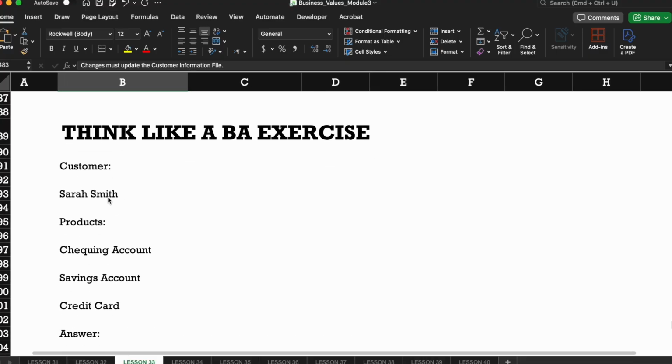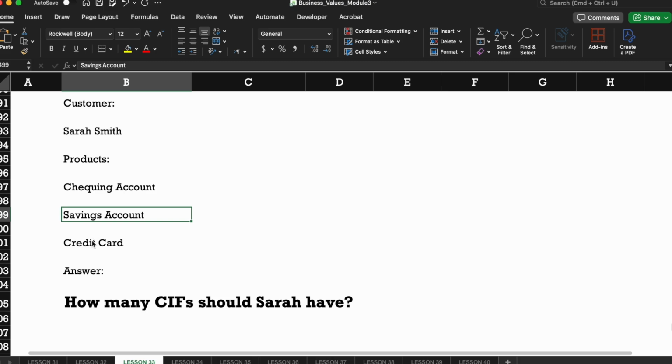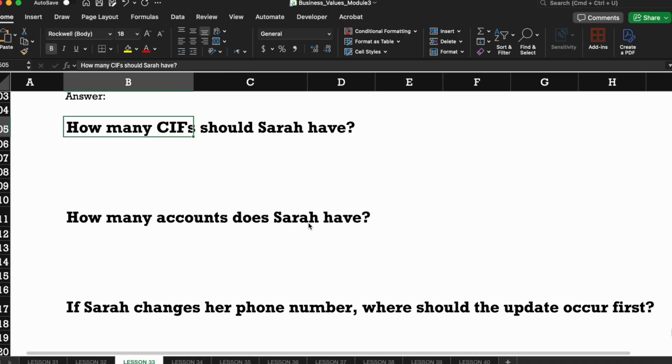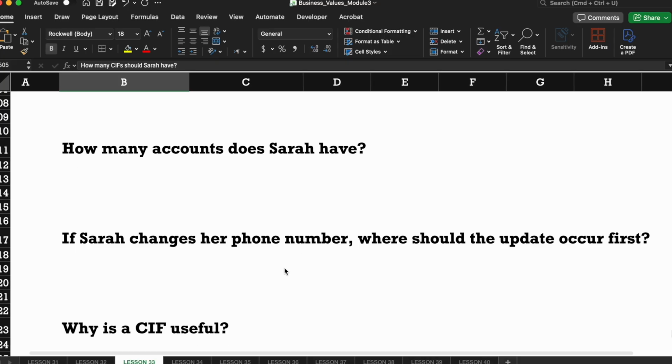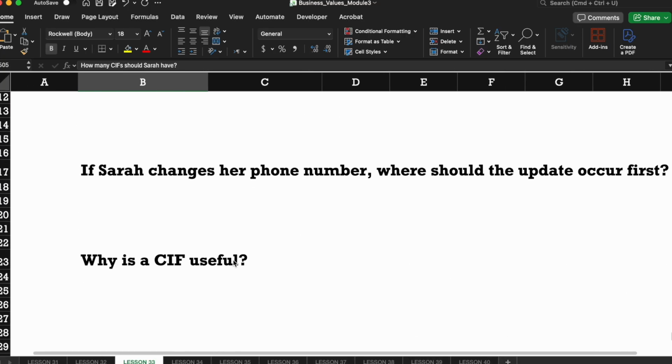Think like a BA exercise. Customer Sarah Smith, product: checking account, savings account, credit card. Answer these questions. How many CIFs should Sarah have? How many accounts does Sarah have? If Sarah changes her phone number, where should the update occur first? Why is the CIF useful? Okay, answer these questions.